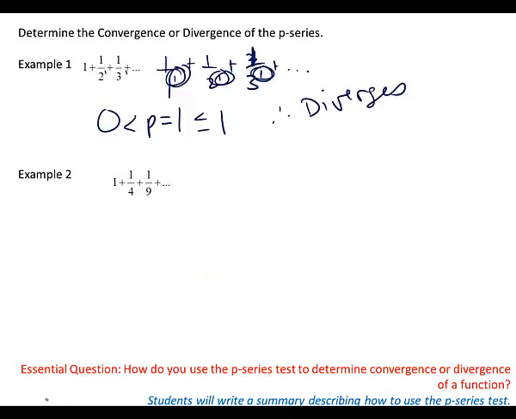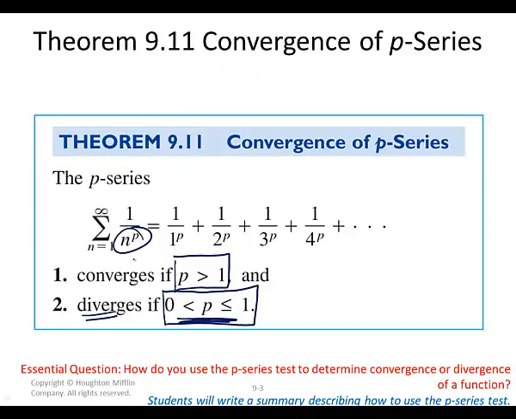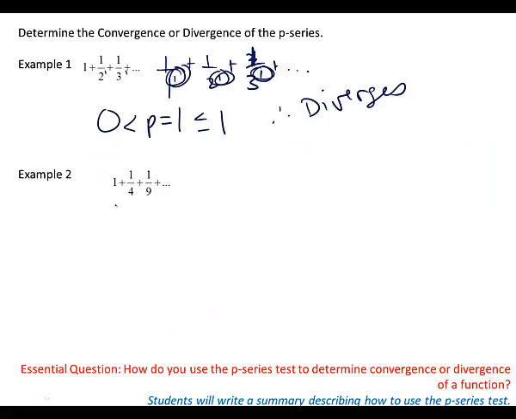I don't know where you got p from. P is the exponent. Oh. Okay? Alright. Looking at the next one, I need to rewrite that.